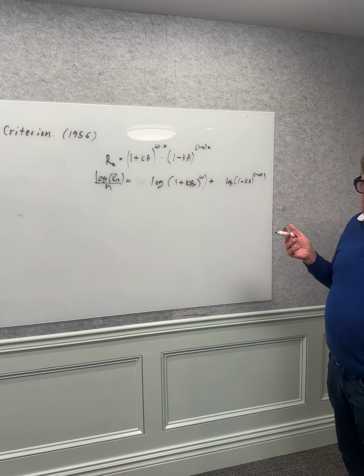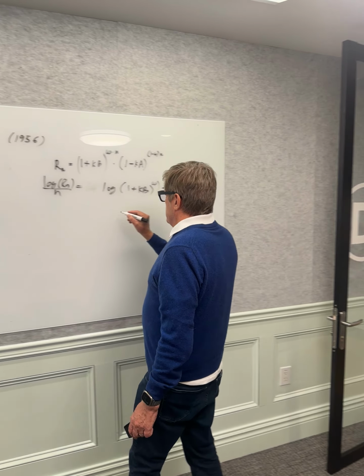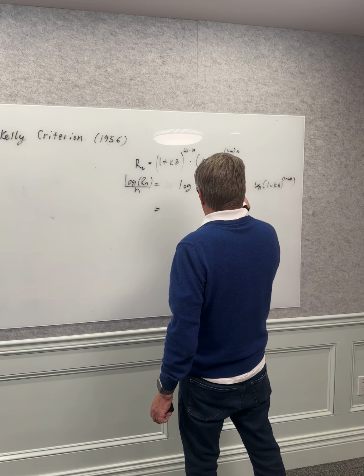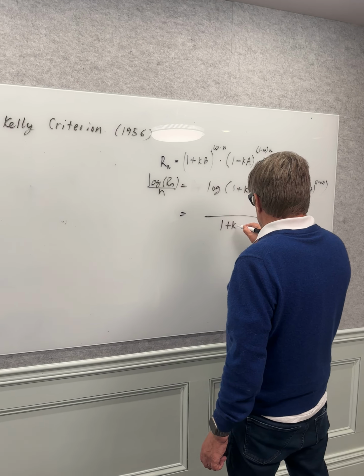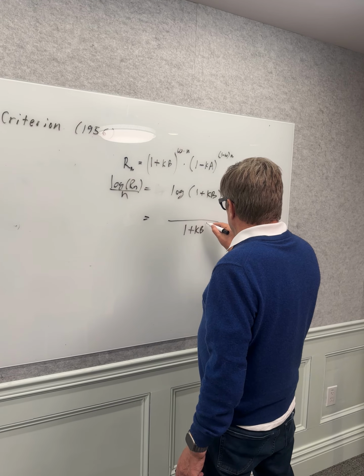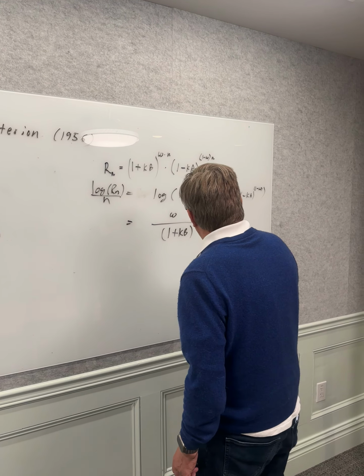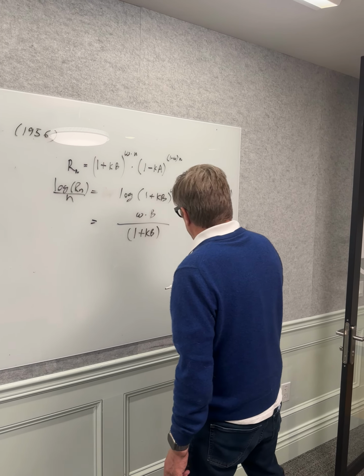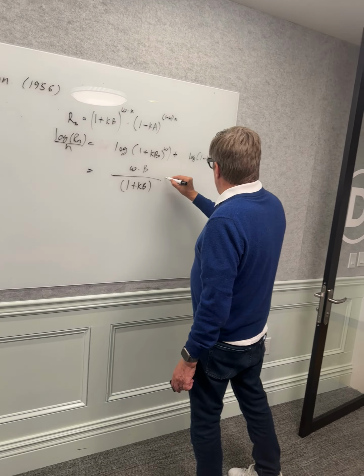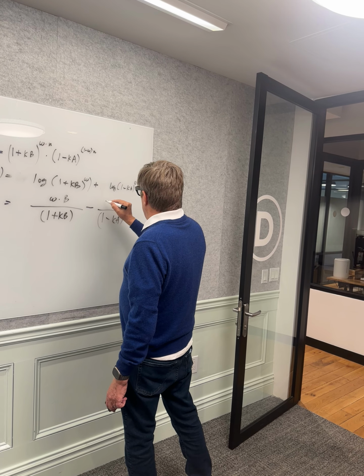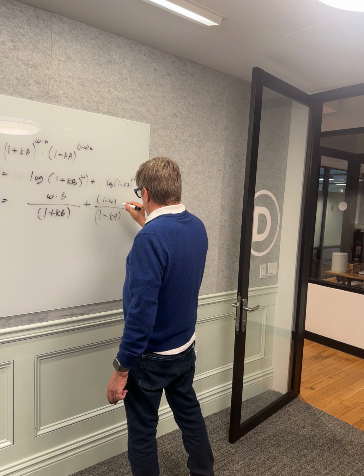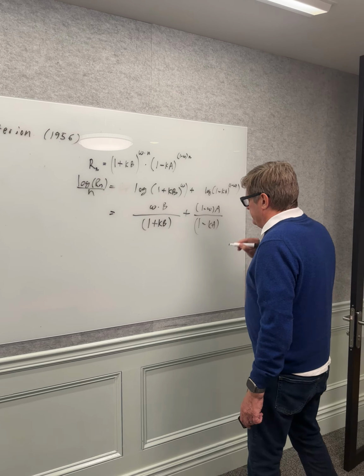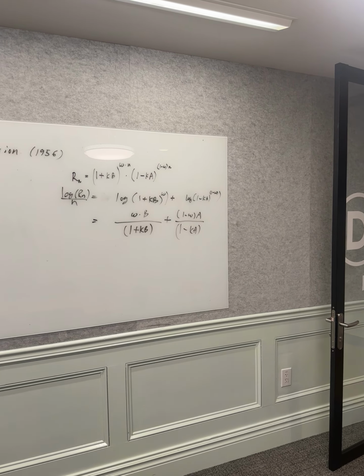Now, the derivative of log x is 1 over x. This would really be natural log, but let's just say it's 1 over x, right? So if I go here, this is 1 over 1 plus kb to the power w, and then the w comes out here, and then I also get a factor b, right? And then here I get minus, and I get 1 minus ka to the power 1 minus w, sorry, plus 1 minus w, and I get a factor of a there. Let me just quickly check my notes.